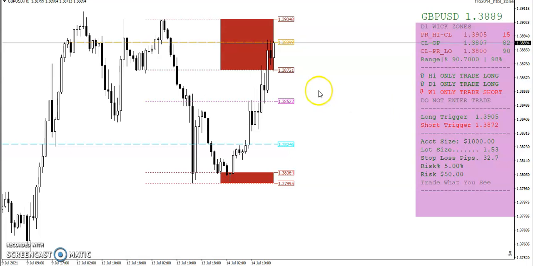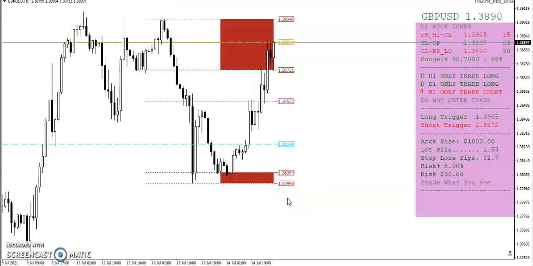Oh, and one thing about the wick zone: once these lines are put in, they don't move until tomorrow. Then you get a new set of wick zone lines. But for the entire trading session, these lines are drawn in the sand, and that's it. They don't move. You can trade them if you get the opportunity.